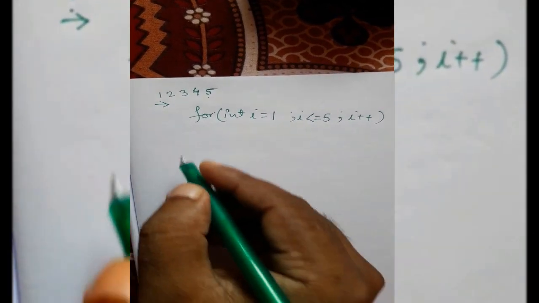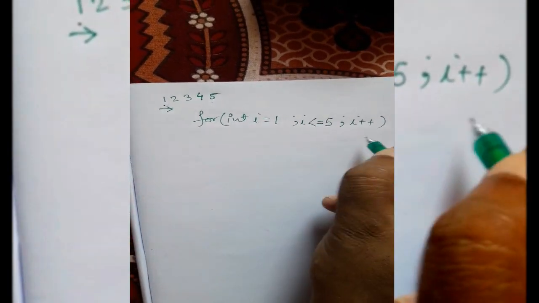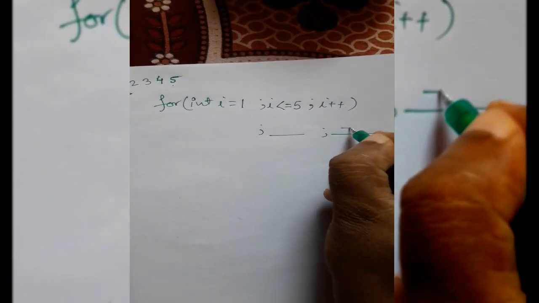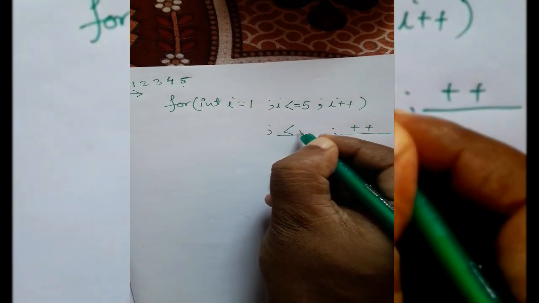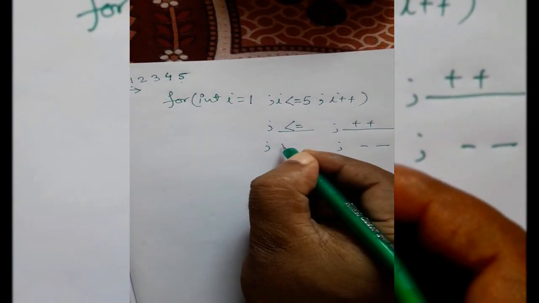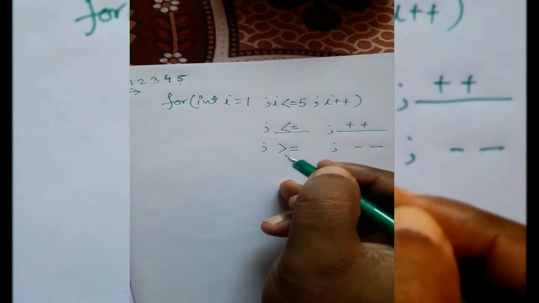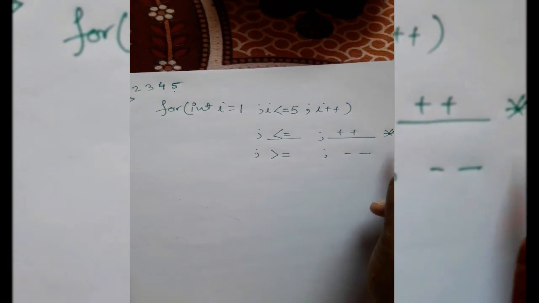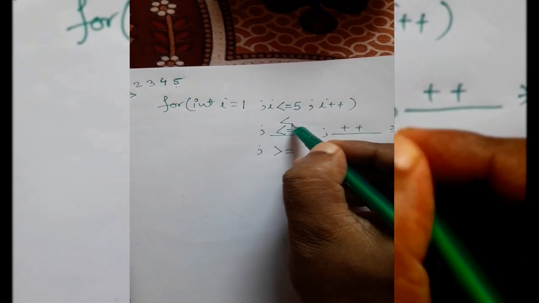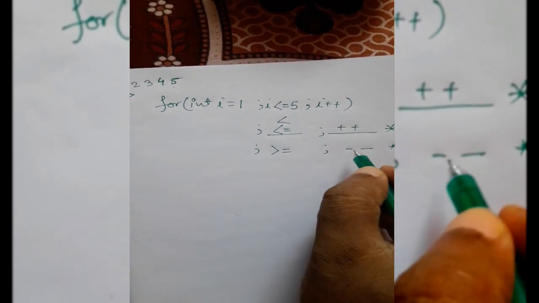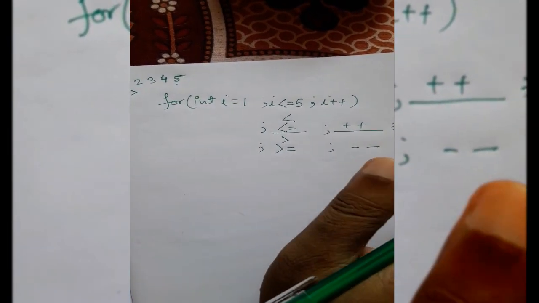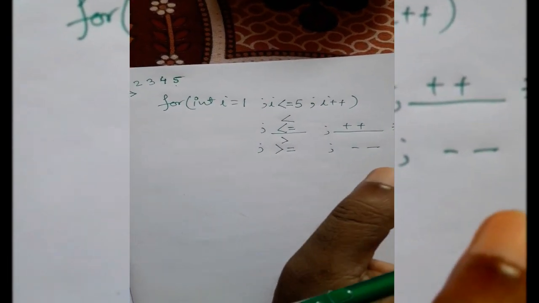So one golden rule for this: if we are using this part and this part, if it is plus plus, it will be less than or less than equal to. But if it is minus minus, it will be greater than or greater than equal to. That is the golden rule, an important rule. Otherwise it will be an infinite loop.